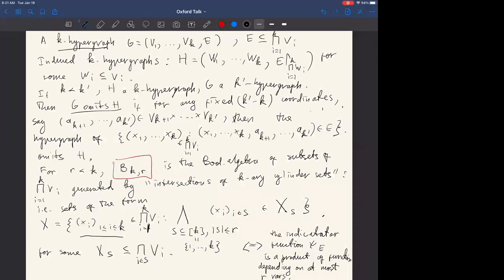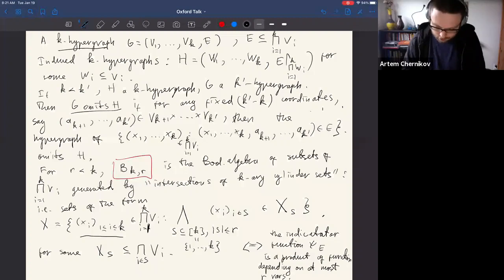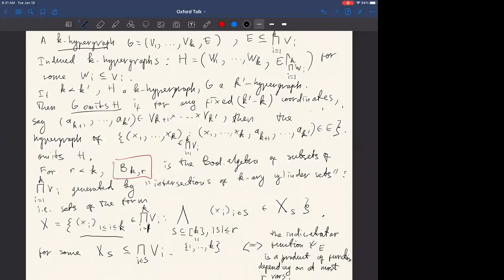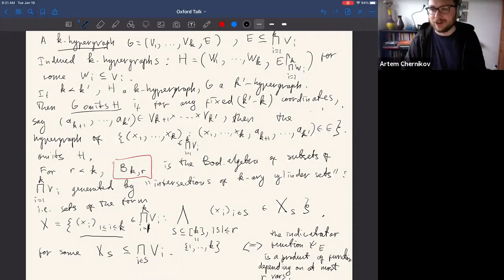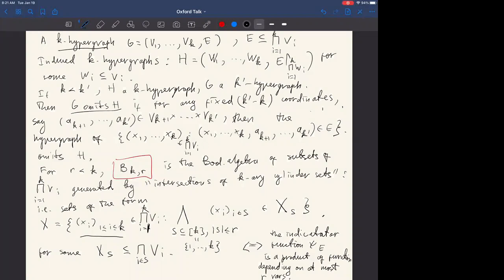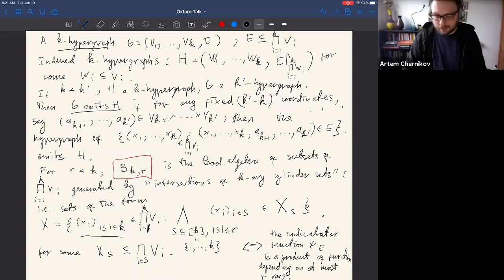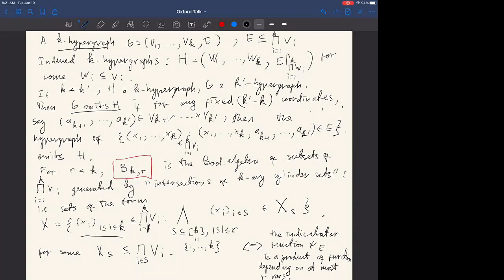Previously you were talking about finite objects, but this only makes sense for infinite ones, I guess, if you take the full Boolean algebra. Right, but I will talk about sets of bounded complexity in this algebra. So this is only meaningful for infinite sets per se. Yeah, fine. Thank you.